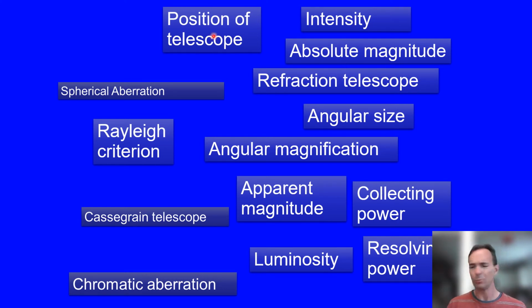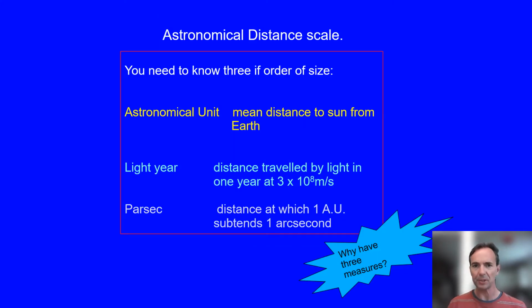That's from last lesson. Why do we put telescopes high and dry and a long way from civilization? And it's why they're there that is the important bit. Can you draw a Cassegrain telescope? Do you know what chromatic aberration is? So, distance scale.